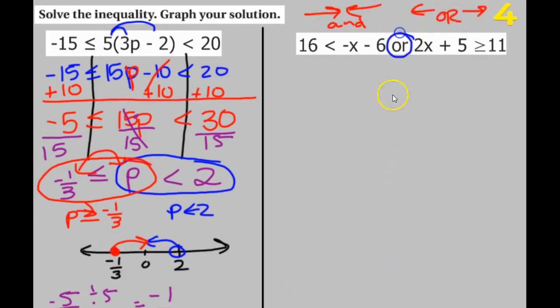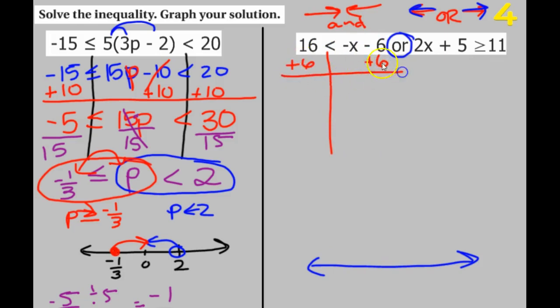Next one, right away we know our arrows are going to be pointing apart on our number line because it has the word or right in it. So let's simply just solve both. First, I'm going to get rid of adding or subtracting, so I'm going to add 6. 6 plus 6 is 12, so that's 22. And then this is really a negative 1x, so the opposite of multiplying there is divide by negative 1. Remember, when you multiply or divide by a negative, you have to flip your symbol. So that's a negative 22 now. 22 divided by 1 is still 22, it's just negative.